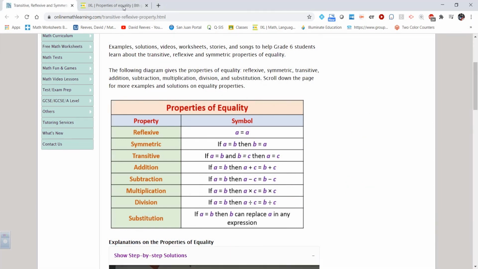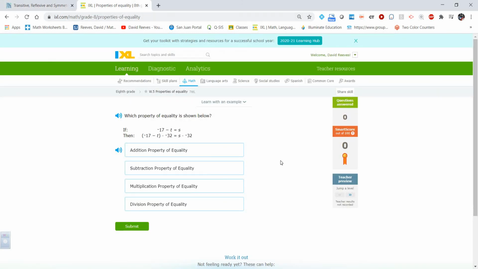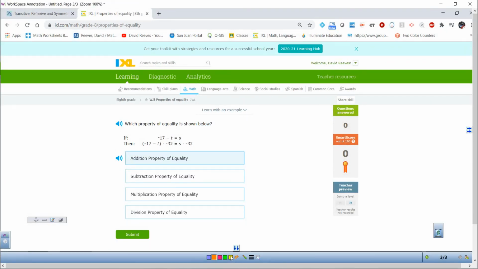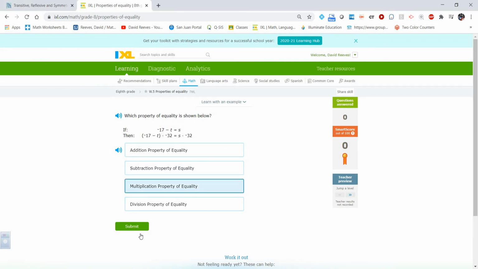Okay? All right, so let's go ahead and jump over to some of the IXL problems that will apply these properties, and let's see if we can be successful on solving some of these. So it says if negative 17 minus t is equal to s, then negative 17 minus t times negative 32 equals s times negative 32. So what did they do to get from that top equation to that bottom equation? They multiplied both sides by the same number. They multiplied both sides by negative 32. And since they multiplied, that's going to be the multiplication property of equality.